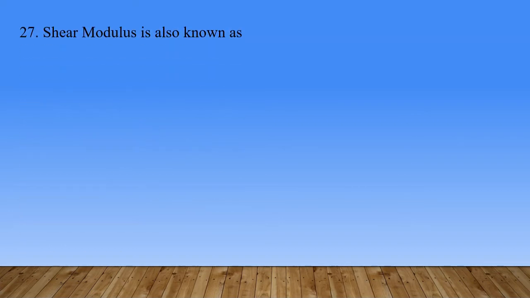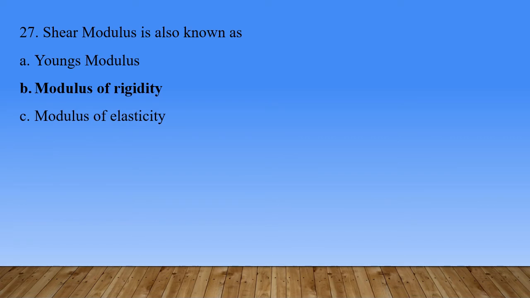Question number 27. Shear modulus is also known as: Option A, Young's modulus. Option B, modulus of rigidity. Option C, modulus of elasticity. Option D, bulk modulus. The correct answer is option B, that is modulus of rigidity.